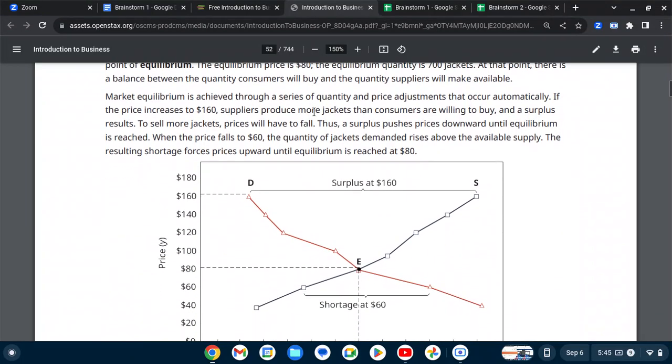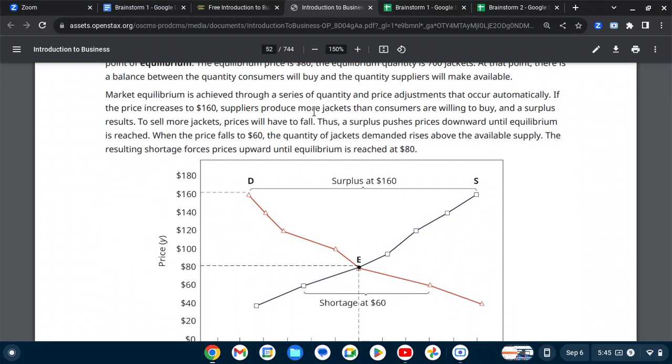Market equilibrium is achieved through a series of quantity and price adjustments that occur automatically. If the price increases to $160, suppliers produce more jackets than consumers are willing to buy, and a surplus results. To sell more jackets, prices will have to fall, as a surplus pushes prices downwards until equilibrium is reached, when the price falls to $60.